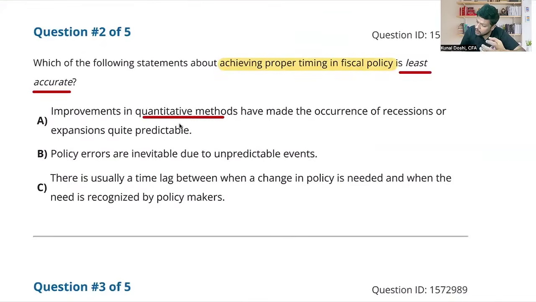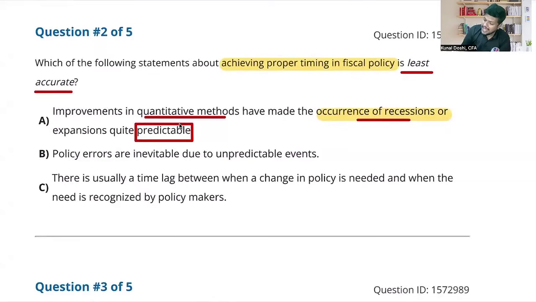Improvements in quantitative methods have made the occurrence of recession or expansion quite predictable. Do you think expansions and contractions are easy to identify or easy to predict? No, they are difficult to predict. They are unpredictable. This is a wrong statement. Okay, the one which is wrong is this, but let's see B and C.